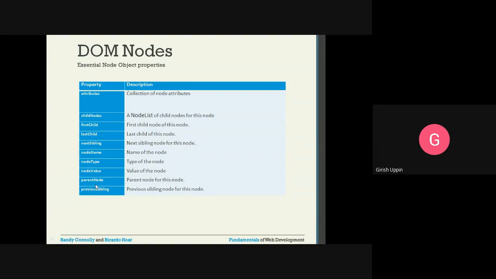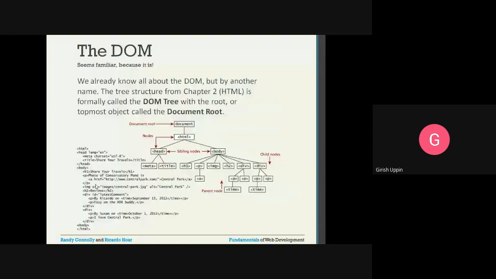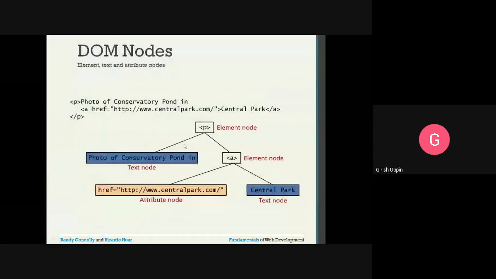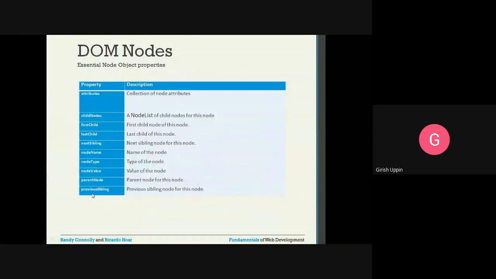Parent node, so it goes one level up. For example, if I'm at this node and I say parent node, I will be getting this particular HTML node object. And previous sibling: similar to next sibling, if you want to traverse back for any reason, you want to see which one is the previous sibling, then you say the previous sibling property, which will give the sibling node for this particular node.